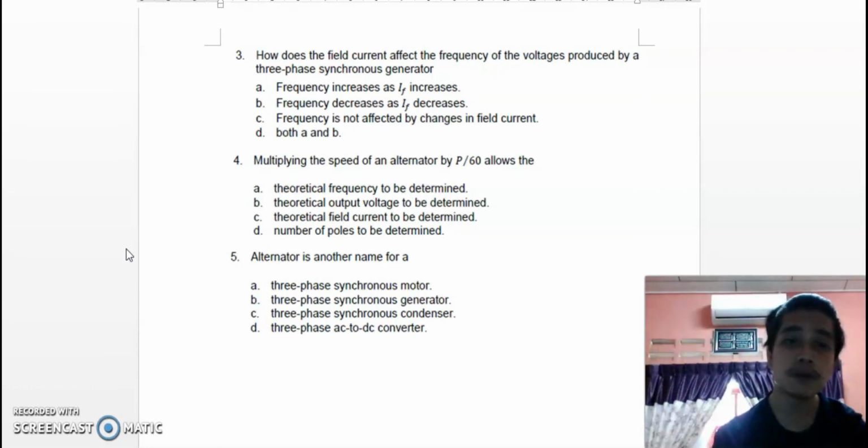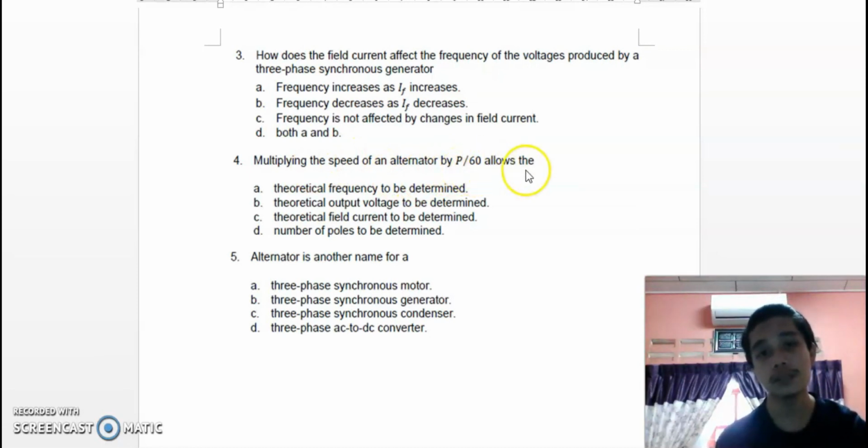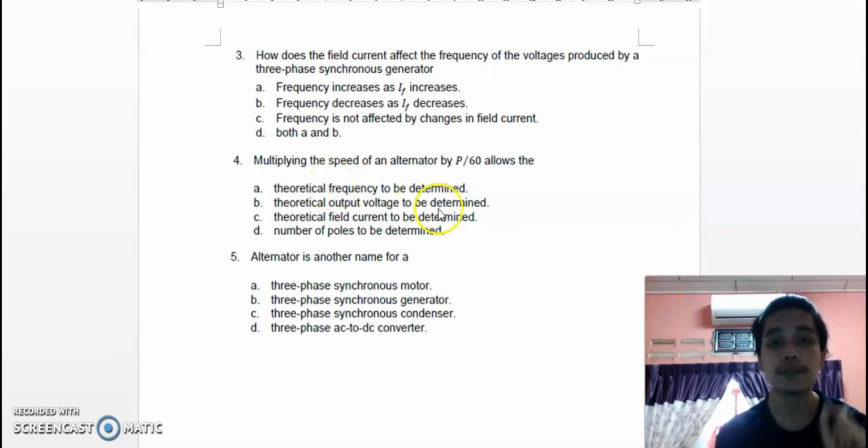So let's go to number 4. Multiplying the speed of an alternator by P divided by 120 allows the theoretical frequency to be determined, the theoretical output voltage to be determined, the theoretical field current to be determined, or the number of poles to be determined. When multiplying the speed of the generator by the poles over 120, the answer for number 4 is that the theoretical frequency can be determined. It's not the output voltage, it's not the field current, it's not the number of poles. So the answer is A.